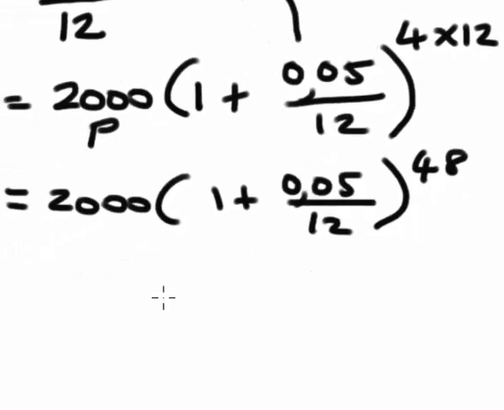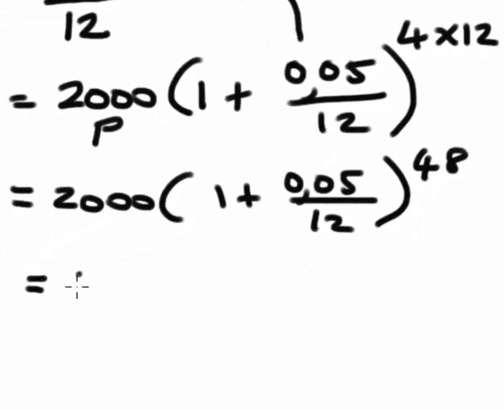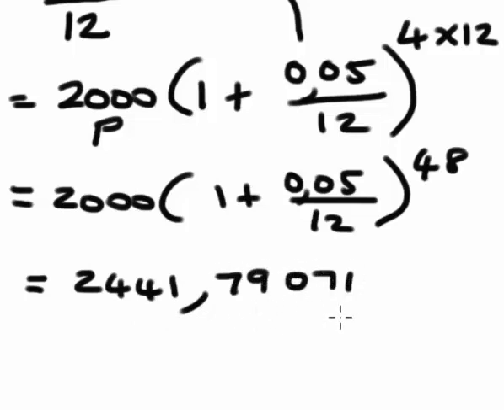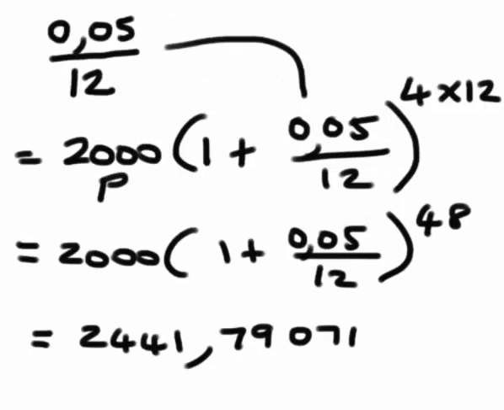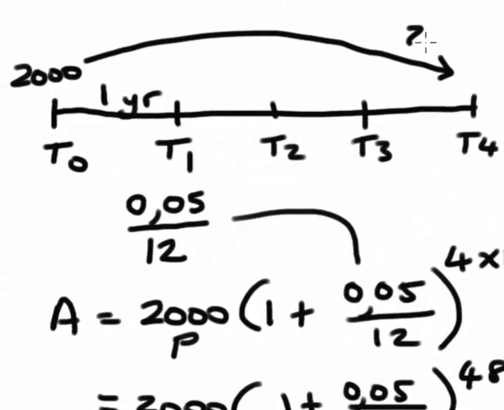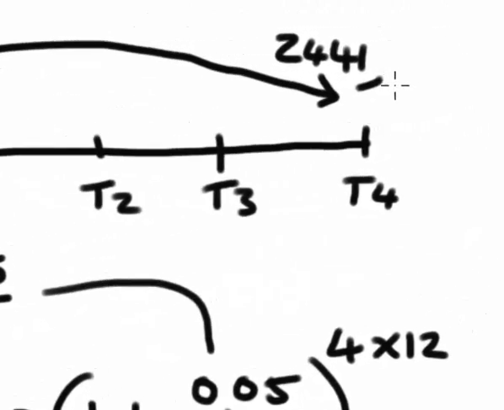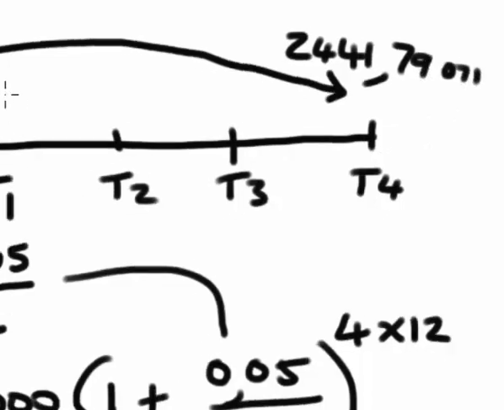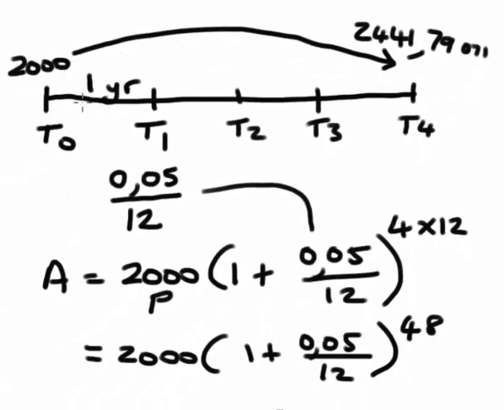Now if you work that out on a calculator, you get 2441,79071. I'm going to keep it as that and not round off. That is the amount that's accumulated at the end of the first 4 years. So at this stage, we've got the 2441,79 and the decimals go on. So this is the amount. The 2,000 Rand has grown with interest over 4 years, 5% compounded monthly. This is grade 10 and 11.